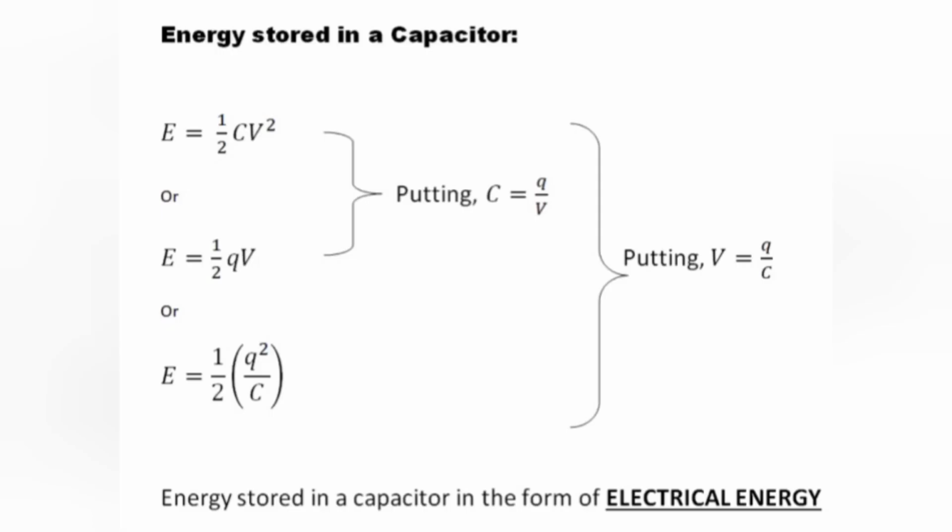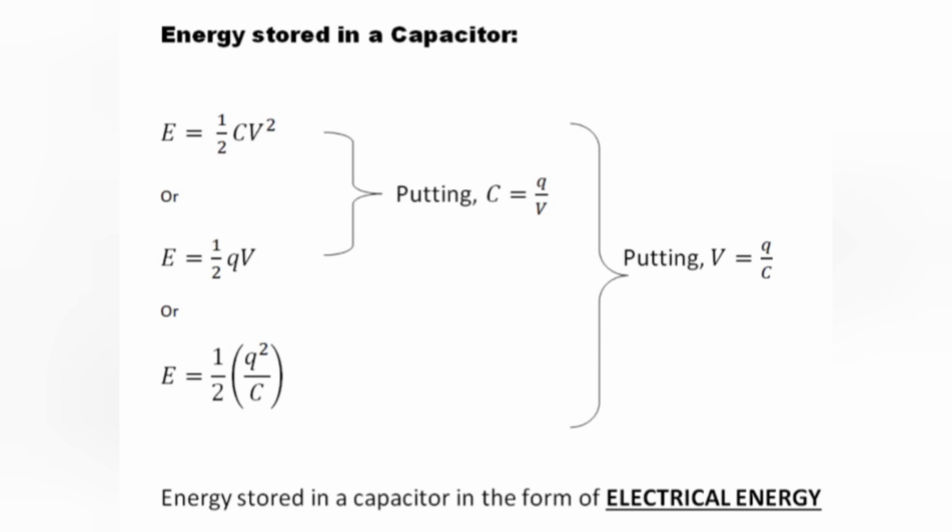In a similar way, when an electric source charges a capacitor, it does some work, and this work stores inside the capacitor as its electrical energy. Now the formula to calculate the energy stored in a capacitor is given. The formula is E equal to half CV square.